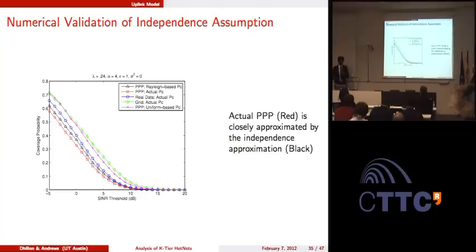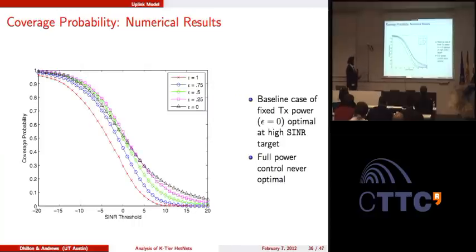I understand it is not analytically really beautiful, but still this model works and gives you nice insights such as these. So you have a coverage probability plot for various values of this power control factor epsilon. Again, to remind, epsilon equals 0 is where you have no power control, and epsilon equals 1 is where you have full power control. So first observation is that epsilon equals 0, which was basically no power control, is optimal at high SINR threshold.